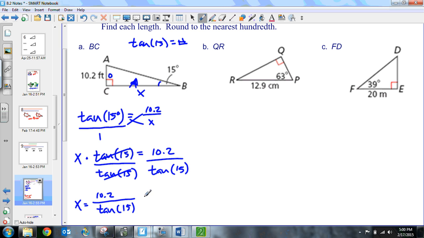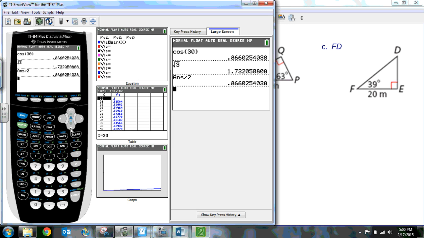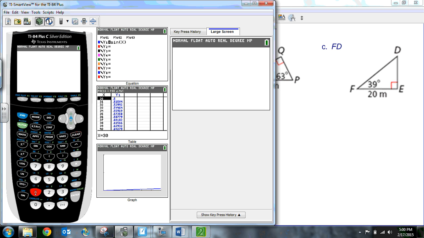Okay? So now what I can do, let's actually plug this into our calculator and see what we get. We'll get an approximation. It's not going to be perfect. But I'm going to come to my calculator, and I get 10.2, and I divide that by tangent of 15 degrees, close my parentheses, and then hit enter.